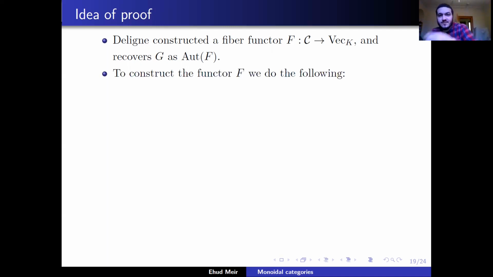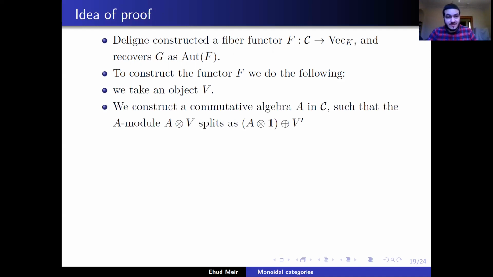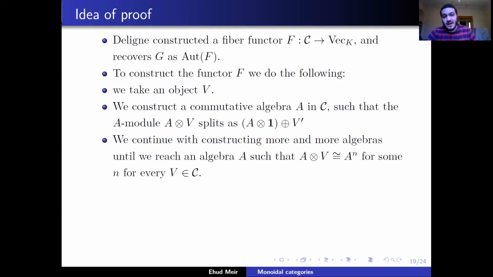Now, to construct the functor f, how do we do that? We do the following. So we start by taking any object V of the category. We construct a commutative algebra A inside the category such that the A-module, the induced module A tensor V, actually splits as A tensor 1 plus some other object, V prime. And then we continue constructing more and more algebras until we reach an algebra A that satisfies this, that A tensor V is just A plus A plus A plus A plus A, that is A^n for some n, for every V in C.